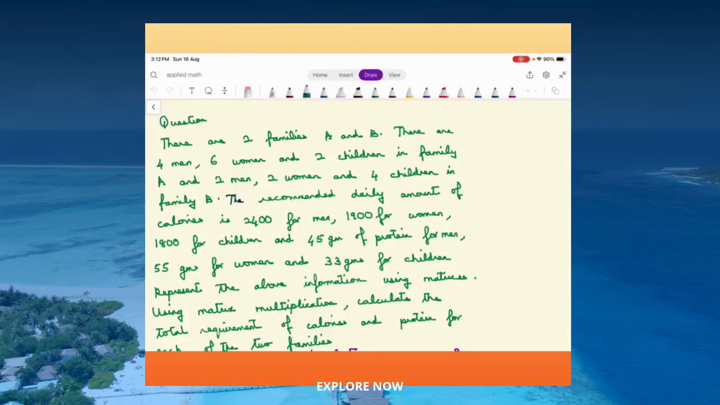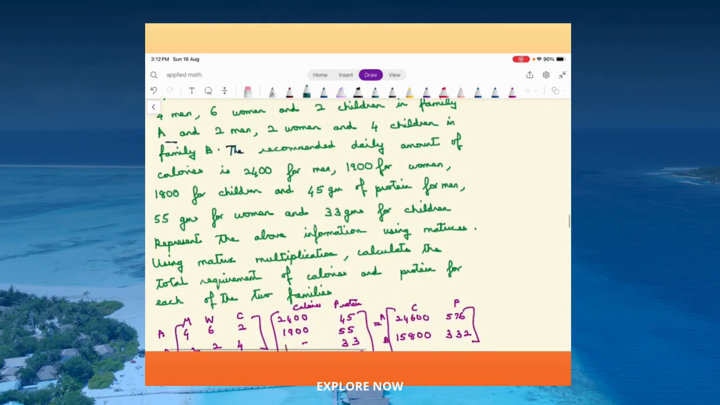Families A and B. There are 4 men, 6 women and 2 children in family A, and 2 men, 2 women and 4 children in family B. The recommended daily amount of calories is 2,400 for men, 1,900 for women, 1,800 for children, and 45 grams of protein for men, 55 grams for women, and 33 grams for children. Represent the above information using matrices. Using matrix multiplication, calculate the total requirement of calories and proteins for each of the 2 families.